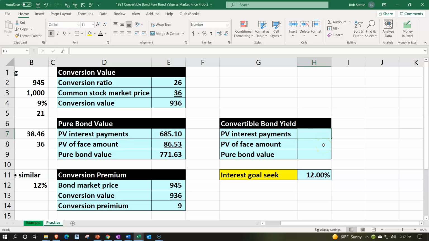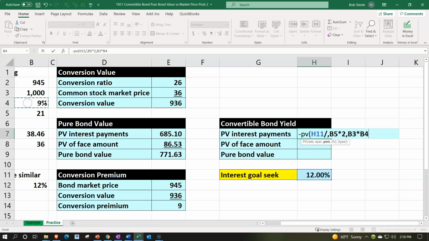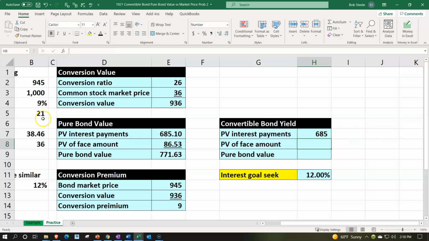I'm going to do the present value again, negative present value, shift 9. The rate is going to be that 12% divided by 2. Number of periods is going to be this 21 times 2, comma. The payment is going to be the 1,000 times the coupon rate of the 9% divided by 2. Same calculation we had over on this side. And hold on, I missed a 2 here, divided by 2. So we should get to the same number, same calculation.